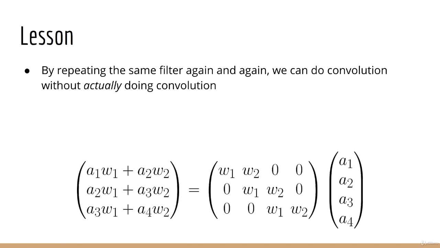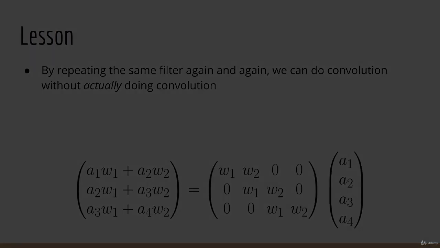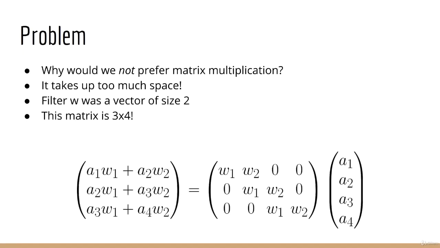So what's the lesson here? It's that by repeating the same filter again and again inside a matrix, we can implement convolution without actually doing convolution. Instead, we can just use matrix multiplication. But there is another problem with this particular method of doing matrix multiplication, and this is that the equivalent matrix repeats the filter multiple times. So the result is that the matrix takes up a lot more space than the original filter, which was just a two-element array originally. In other words, while this was a helpful perspective, you don't necessarily want to implement convolution this way.